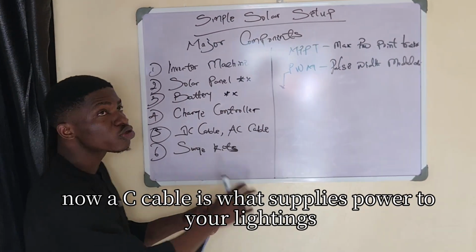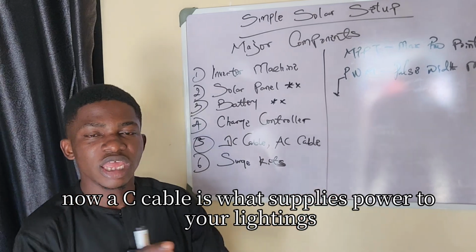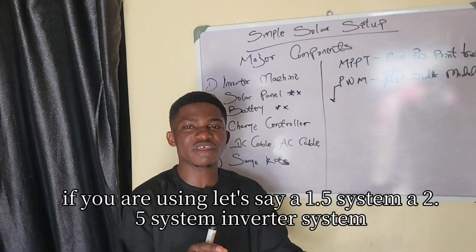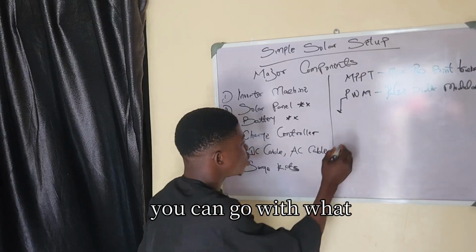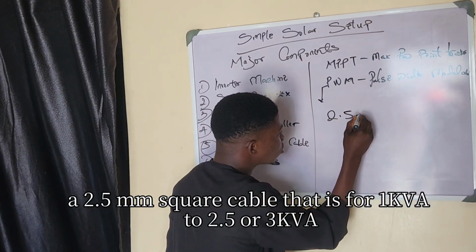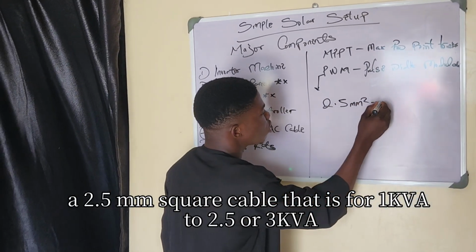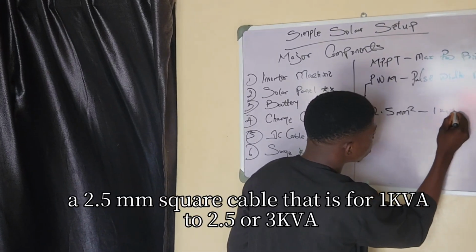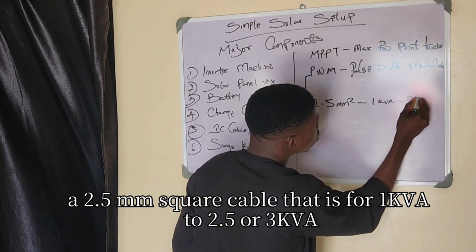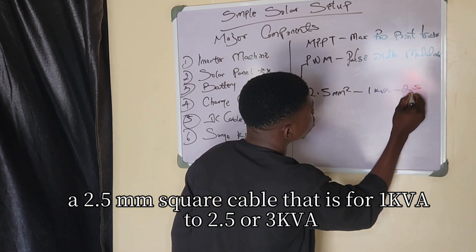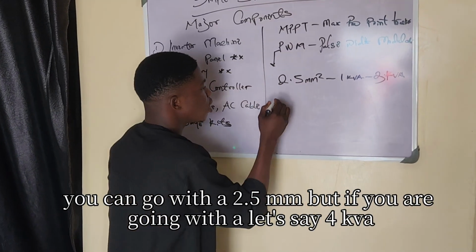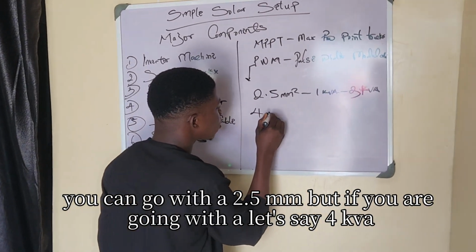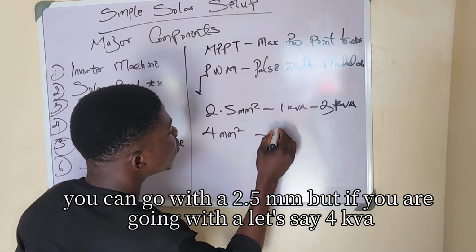Now AC cable is what supplies power to your lightings. If you are using, let's say, a 1.5 kVA or 2.5 kVA inverter system, you can go with a 2.5 squared cable. That is for 1 kVA to 2.5 or 3 kVA. You can go with a 2.5.